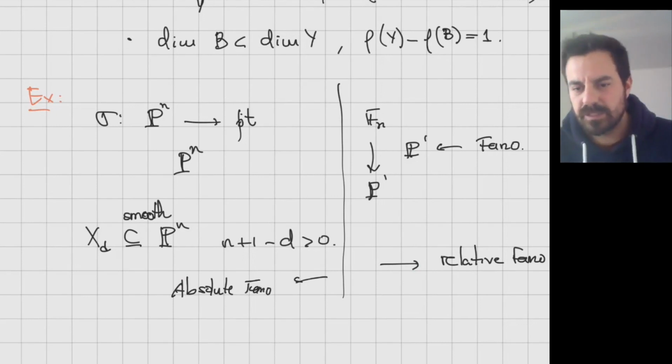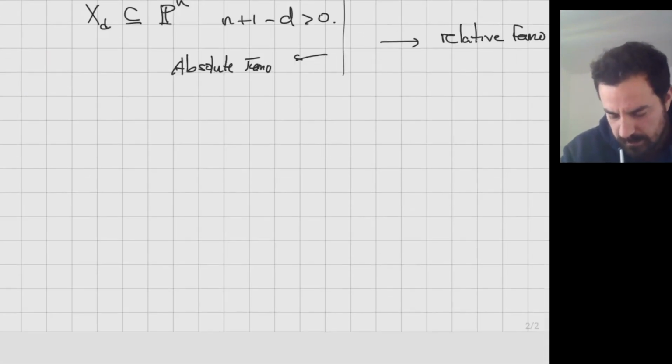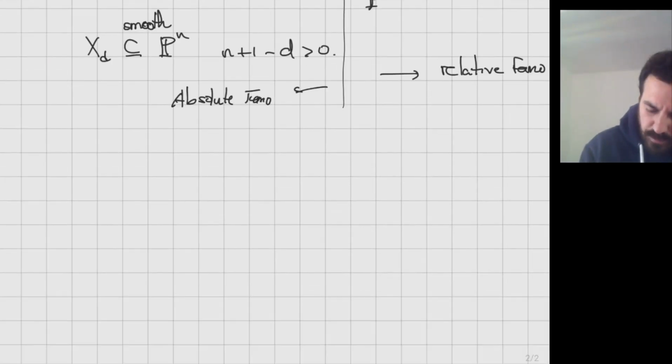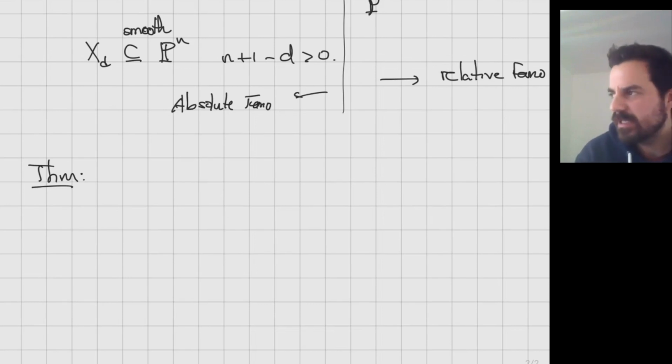But okay, these things are not really important. They are all Mori fiber spaces. Okay, so there's a really nice theorem. Again, we want to study relations between different endpoints of the minimal model program, provided that they are birational and they are Mori fiber spaces.